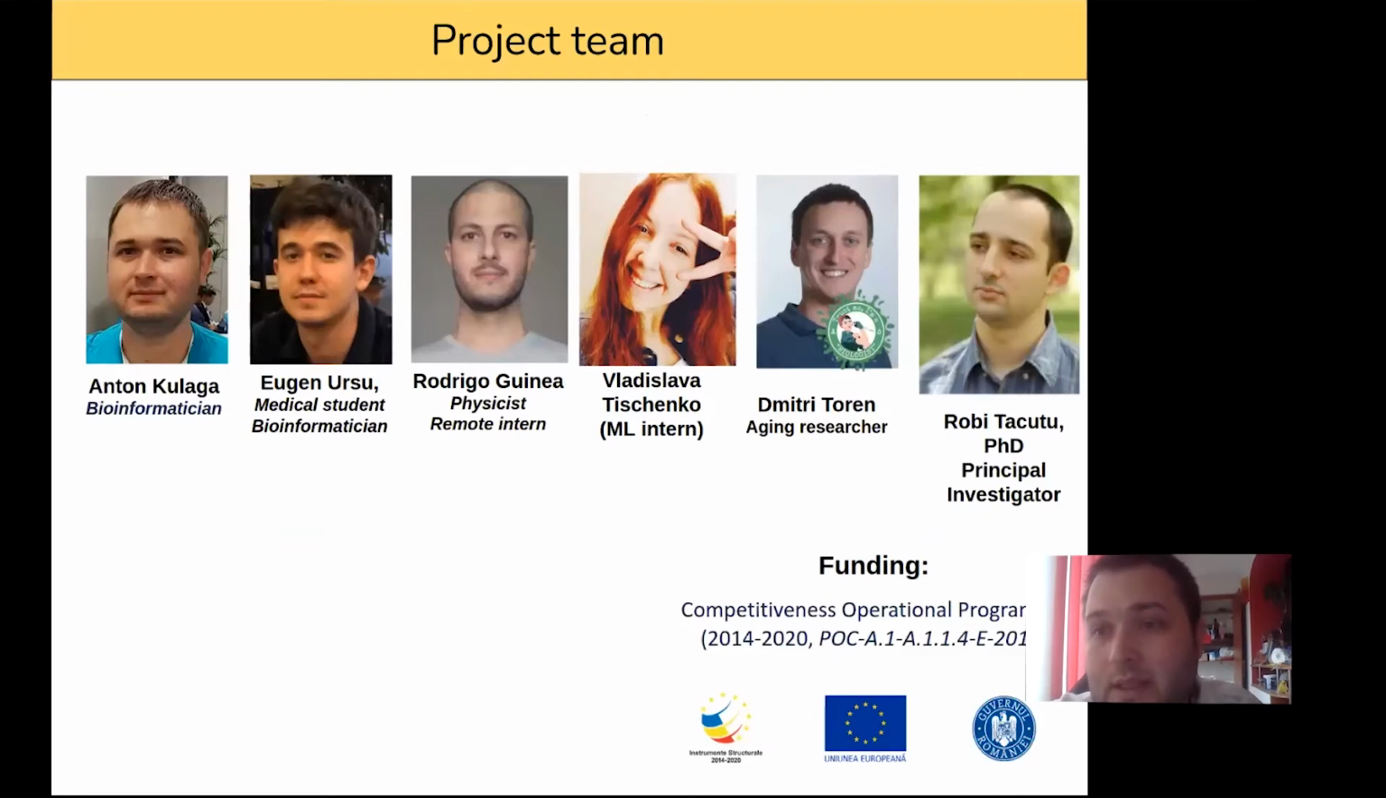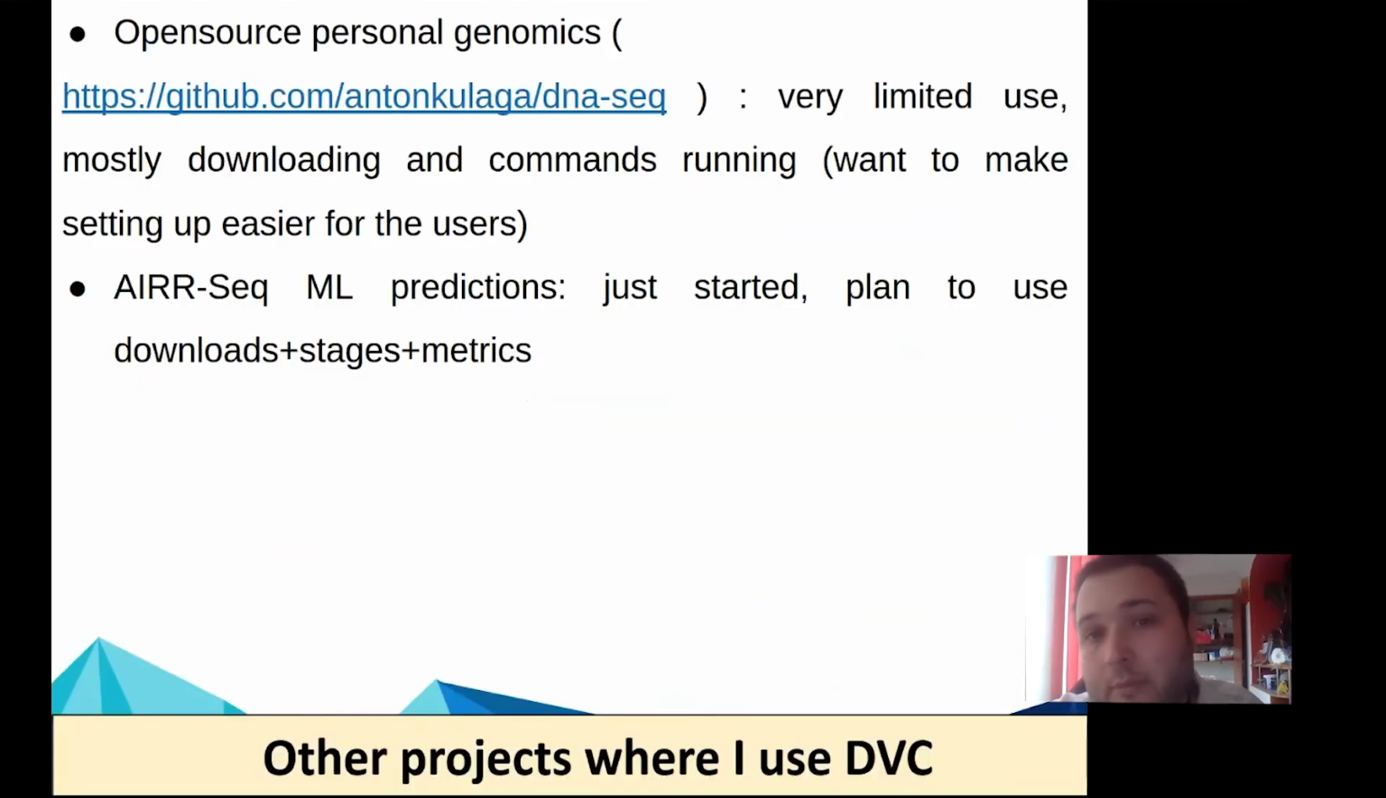Here is the team that did the project, and I am continuing to use DVC in two other projects of mine. One on adaptive immune repertoire sequencing, and the other one is an open source project where everybody can analyze his own genome, sequenced at Dante or any other place, with open source tools.